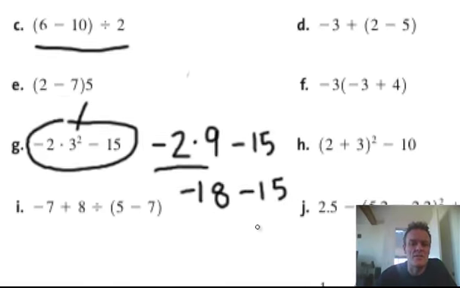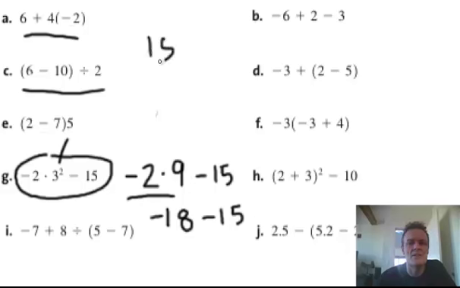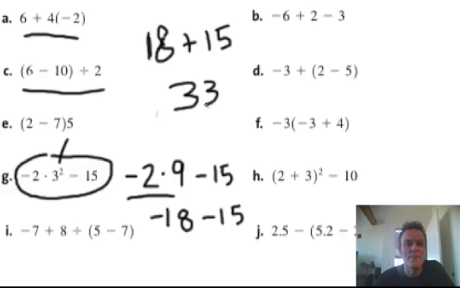Now, the way to think about this is what if I had 18 plus 15? If I do it like that, they're all positives. 18 and 15 is 33. Well, this is going to give me negative 33. I mean, just think about it. Negative 33. You can always put it in your calculator to check.